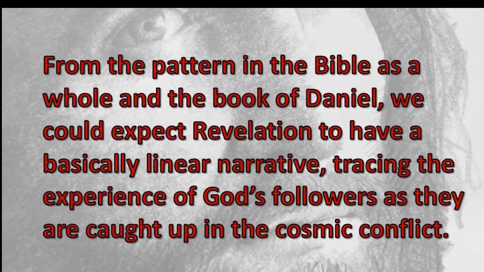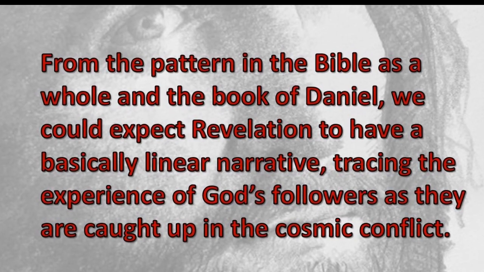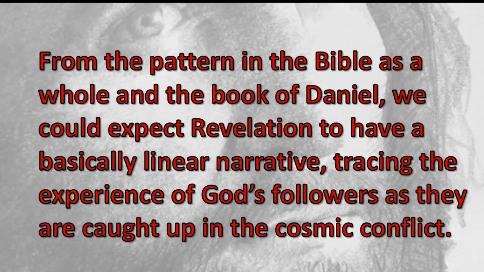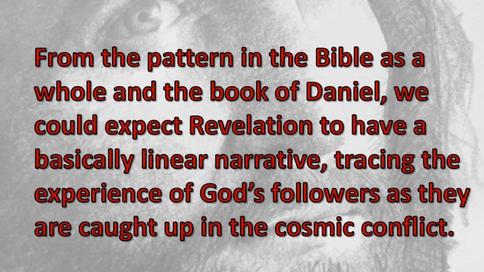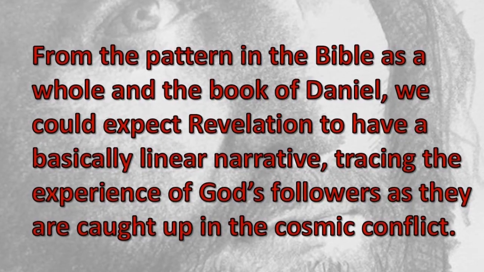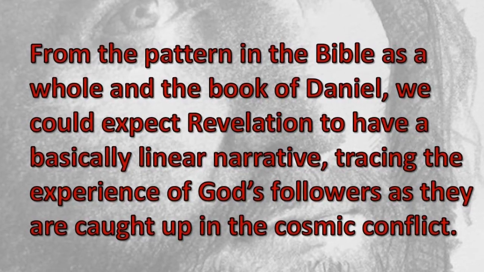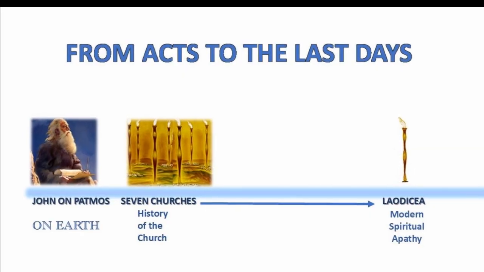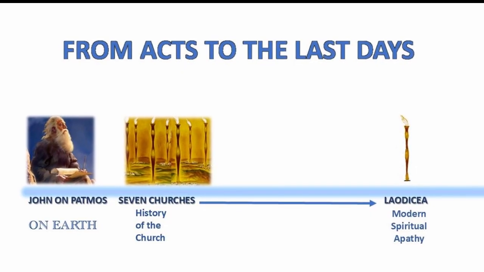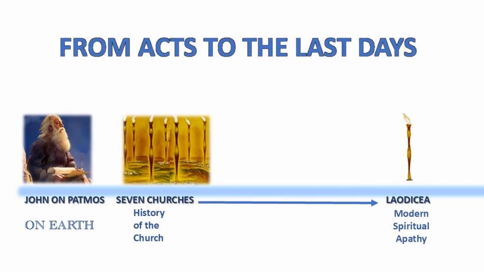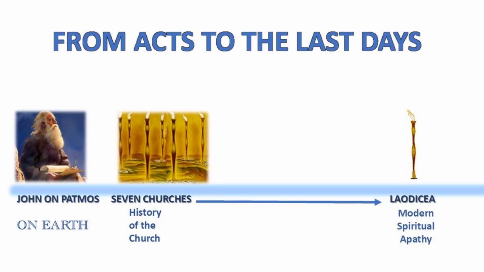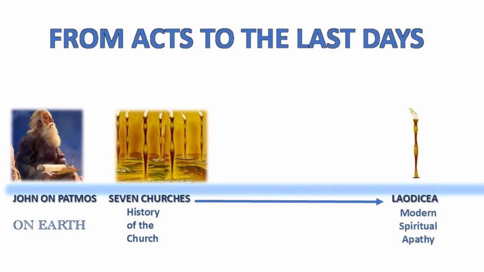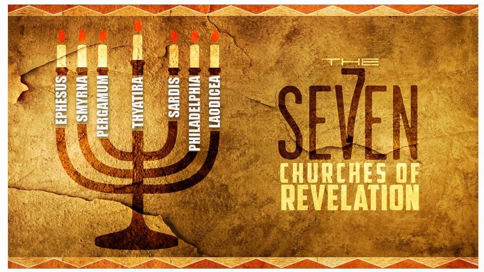With the pattern in the Bible as a whole, and the book of Daniel in mind, we could expect the book of Revelation to also be a basically linear narrative that traces the experience of God's followers as they are caught up in the cosmic conflict playing out here on earth. Because the Bible doesn't cover the 1900-year gap in the history of God's people from the apostolic period, we could expect that Revelation would begin with a brief prophetic portrayal of that history. We will look at the evidence for that interpretation when we study the 7 churches.